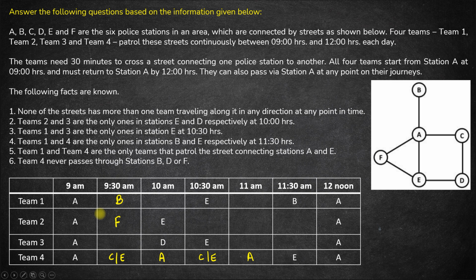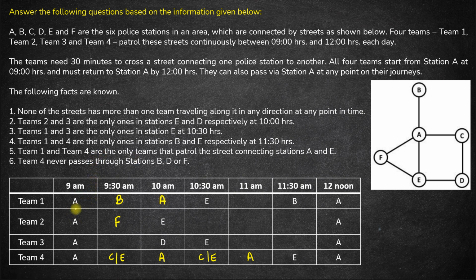And now once team 1 reaches B, where else can it go? After B, the only station it can go to is A. So it goes to A at 10 AM.